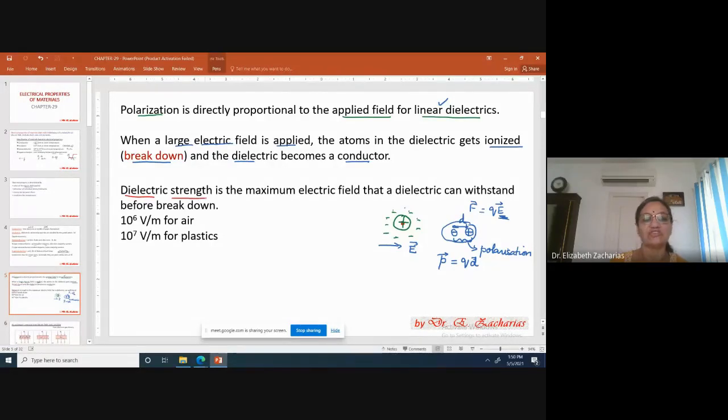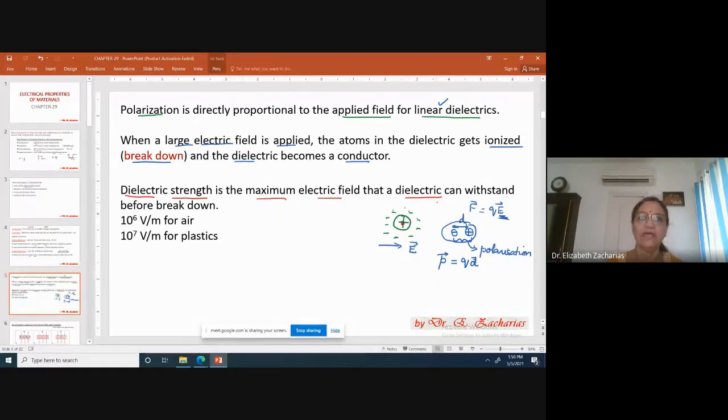The dielectric strength is the maximum electric field that the dielectric can withstand. If you cross that value, then it breaks down. It is no longer a dielectric.